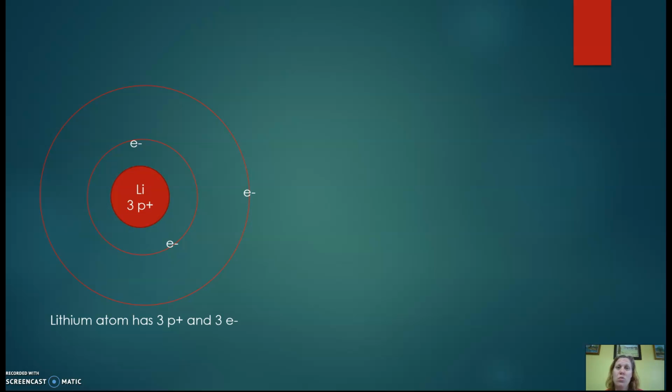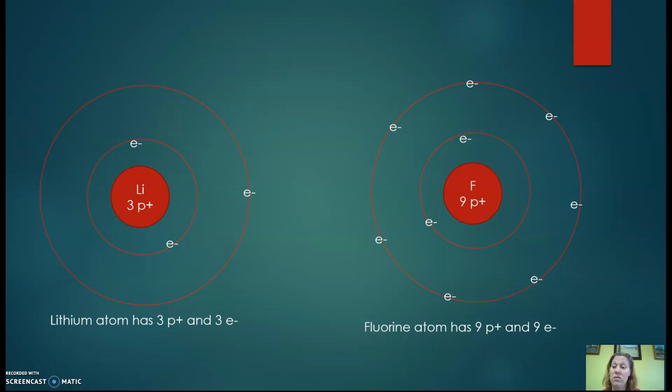This is my visual as to how things become an ion. So this is lithium and fluorine again, but as atoms: 3 protons, 3 electrons. Fluorine has 9 protons, so it has 9 electrons. 1, 2, 3, 4, 5, 6, 7, 8, 9. Okay, so 9 electrons, right?